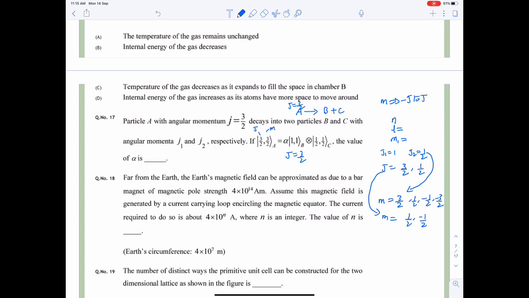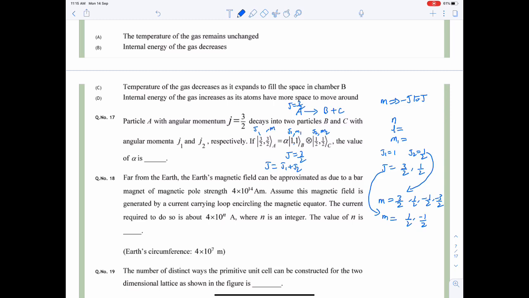Okay, so this is your concept. See what it has given. It has given your J, this is J. This is total M, and what is this? This is J1, and this is M1, and this is J2, this is M2. So total J is equal to J1 plus J2. So it is coming 1 plus half, you will get 3 by 2. For M1, 1 plus half, you will get 3 by 2.